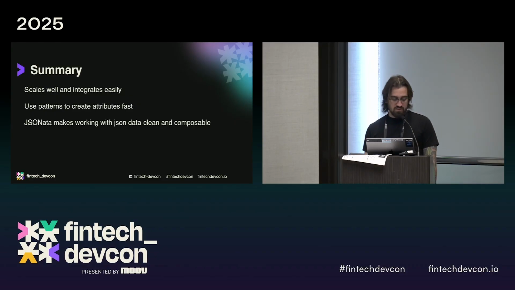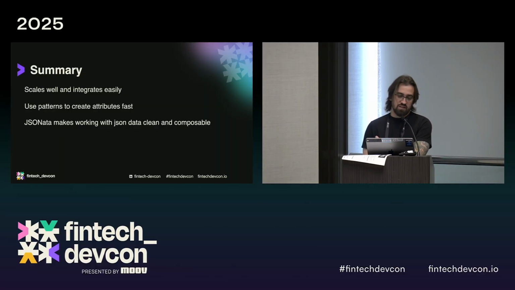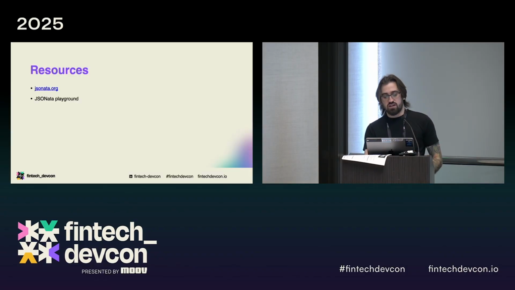So the summary on JSONata is basically that it lets us build credit logic that's readable, composable, and production ready. With the right patterns, you can go from raw JSON to production ready expressions pretty quickly. And if you start writing JSONata, there are a lot of cool resources out there. I hope this works. It should.